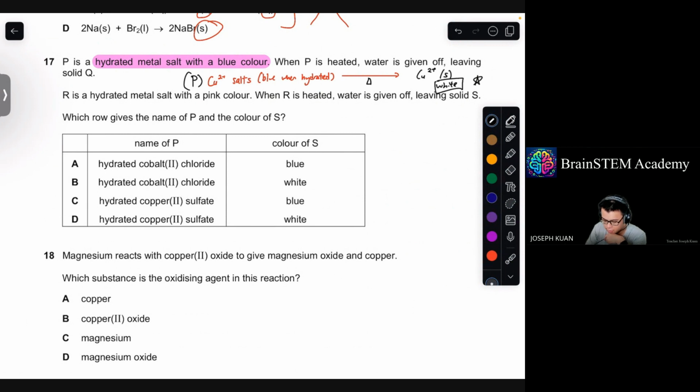Meanwhile, R is a hydrated metal salt with a pink color. So this time it's R. Whenever you see a hydrated metal salt with a pink color, there will be cobalt(II) ions, right, in the syllabus at least. Cobalt(II) chloride, okay? So with that said, this when hydrated is pink.